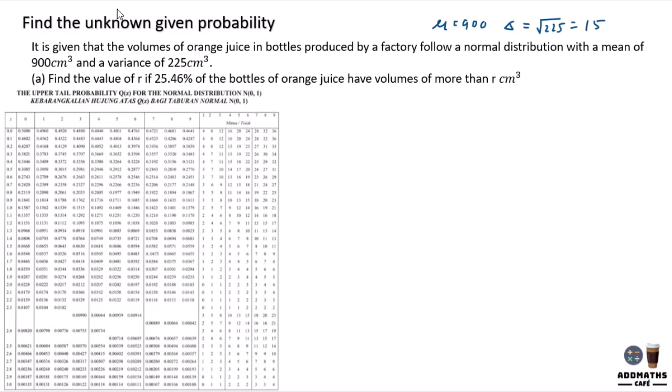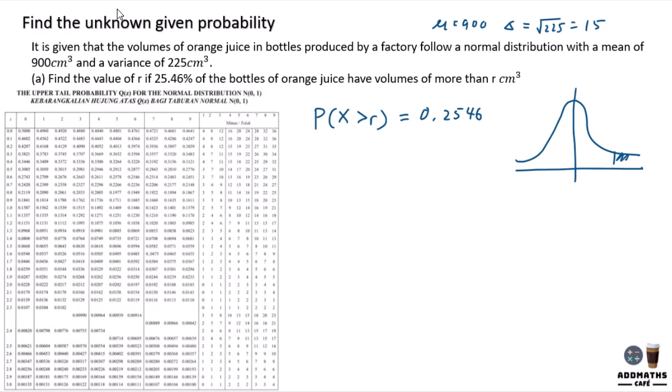First question, find the value of R if 25.46% of bottles of orange juice have volume more than R. So this is your way of writing this. There are only 25.46%, which means your R value is on the right side, because this is more than and is less than 0.5. So it will be on the right side, and this will be your R. This is your X.